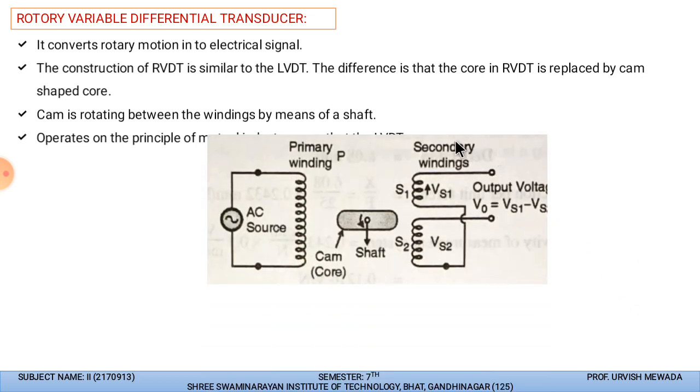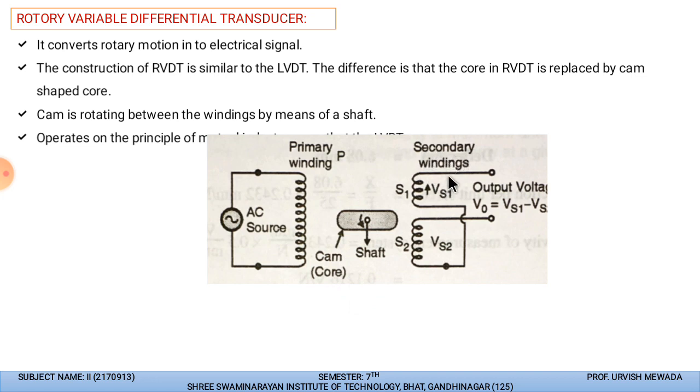So here let us discuss what the RVDT setup is. We have the primary winding with the AC source supply, and we have the core which is rotating. We can rotate it clockwise or anti-clockwise as per our requirement. Then the shaft is connected at this point, and with the shaft we can connect our measurement quantity, what we are measuring, that is the displacement we are measuring using RVDT. That object is connected with the shaft.